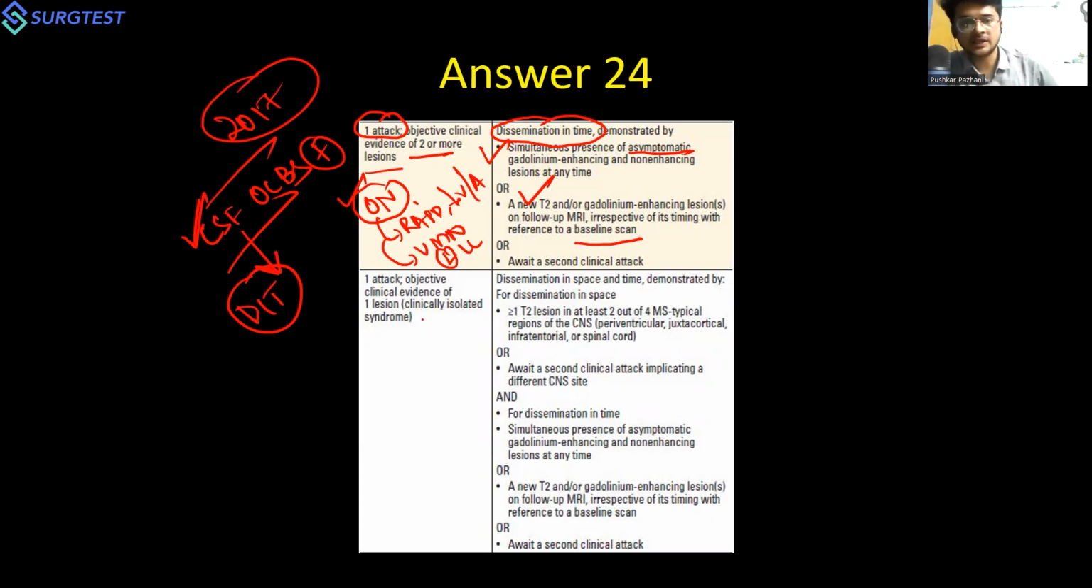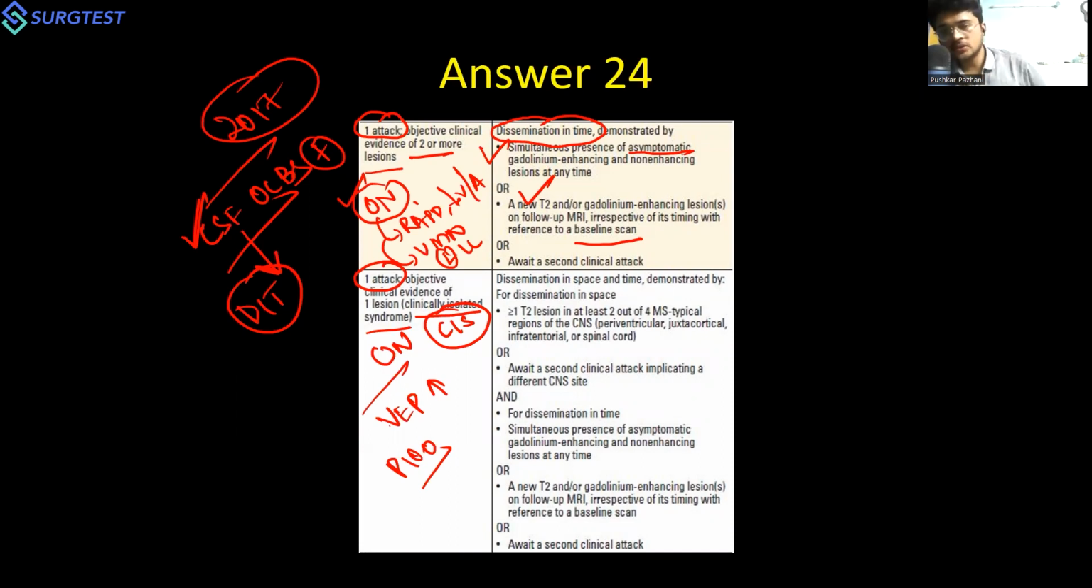So let's go to another scenario. The patient has only one attack, okay, and you have objective clinical evidence of only one lesion. So let's say the patient has only optic neuritis, and as objective evidence, let's say the VEP P100 latency is prolonged. So you have one attack and objective evidence for only one lesion. And this is what is known as a clinically isolated syndrome, CIS. Okay, EDSS people, don't forget, CIS is very important. One clinical attack with one objective evidence. Let's say an optic neuritis with only a prolonged VEP.